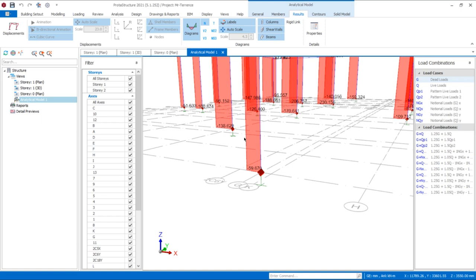If I ever see one column carrying a force that is far larger than every other column, I will immediately investigate because it could indicate a modeling problem or an unusual heavy load.